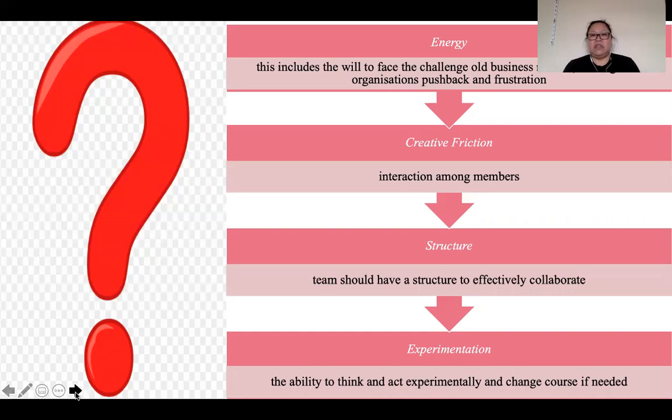Creative friction is the interaction among members. Structure, the team would have a structure to effectively collaborate. And experimentation, the ability to think and act experimentally and change course if needed.